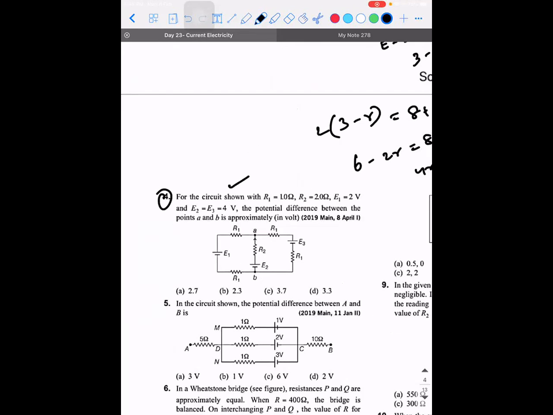For the circuit shown with R1 as 1 ohm, R2 as 2 ohm, E1 as 2 volt, E2 and E3 as 4 volt, the potential difference between the points A and B would be approximately? Can you solve it using Ohm's law? Will you be able to solve using Ohm's law? There are multiple batteries, correct? So it is difficult for us to solve.